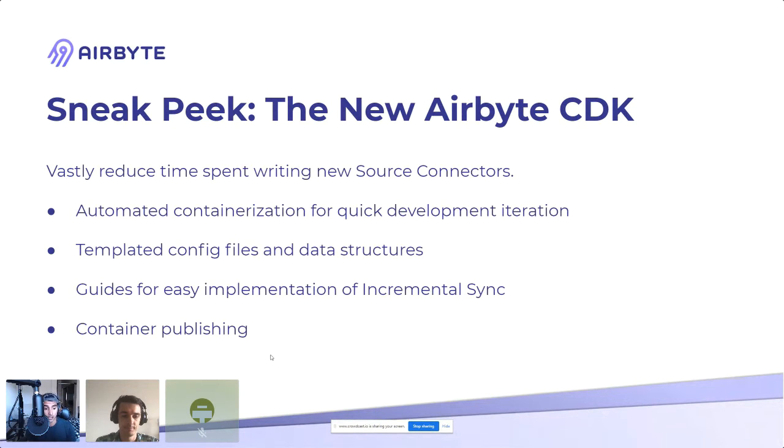Additionally, before we had a manual container publishing setup, and now we're moving to an automated GitHub Actions container publishing setup. All you have to do is write a comment on your GitHub pull request, and it'll automatically deploy your container to Docker Hub, and it will manage a lot of that part of the workflow. So there's going to be a lot of quality of life changes that are going to make your life a lot easier in terms of developing source connectors.